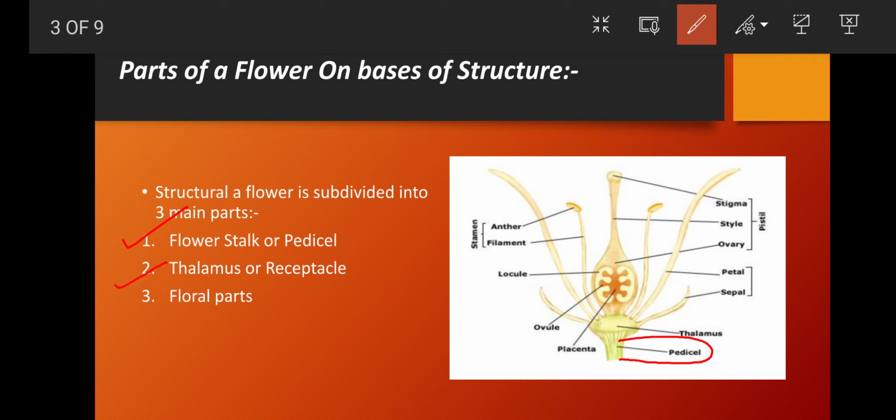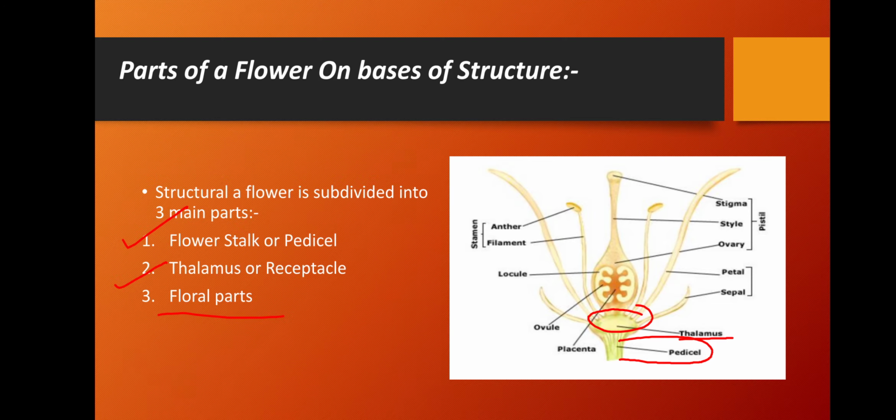Then the second part of the flower is your thalamus, which is also termed as receptacle. It is the swollen upper part of the flower stalk. It may be expanded to form a cup-shaped structure. In the thalamus are present nodes and highly reduced internodes. This swollen area, the cup-like structure, is your thalamus. The last part is your floral parts. So let's discuss the floral parts in detail.